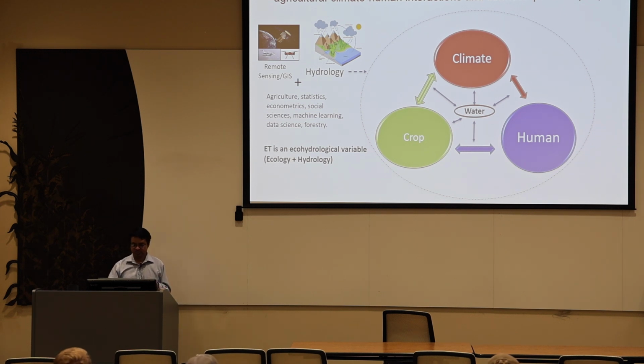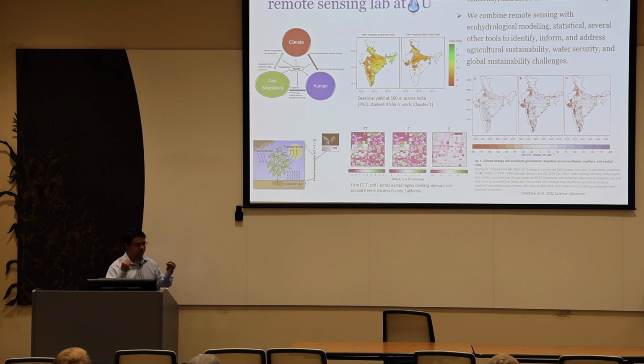In my research, we mostly look at hydrology, eco-hydrology, and remote sensing. My lab at the University of Oklahoma is the agro-eco-hydrological remote sensing lab, and we do a lot of things. We map ET, and we also map yield. This is a yield map of India, from my PhD student, who is deriving those maps for rice and wheat over all of India. And this is another figure right here.